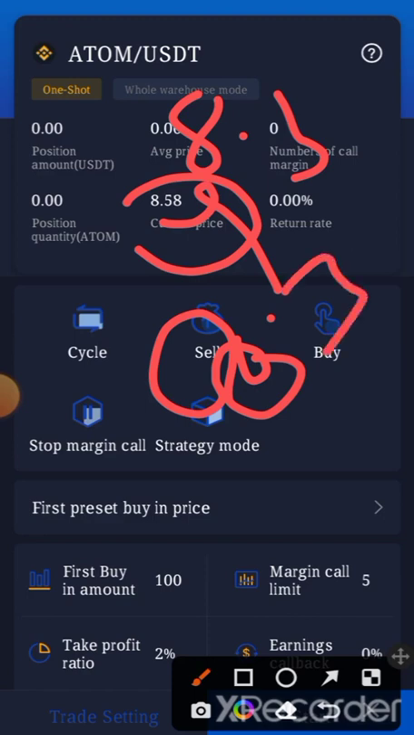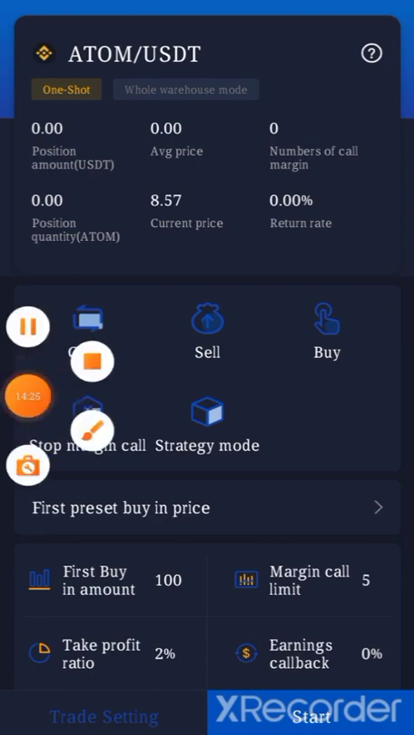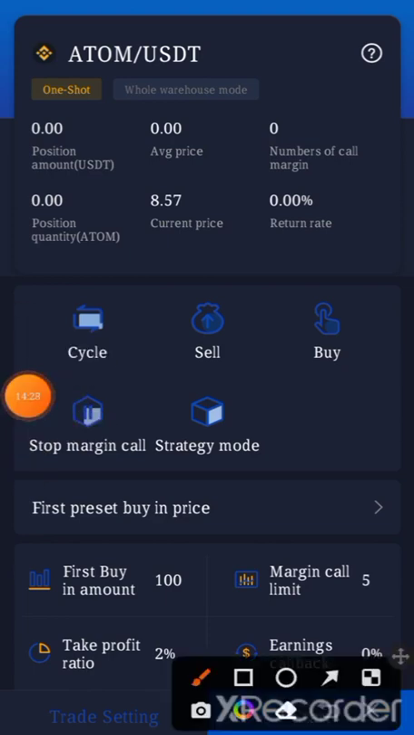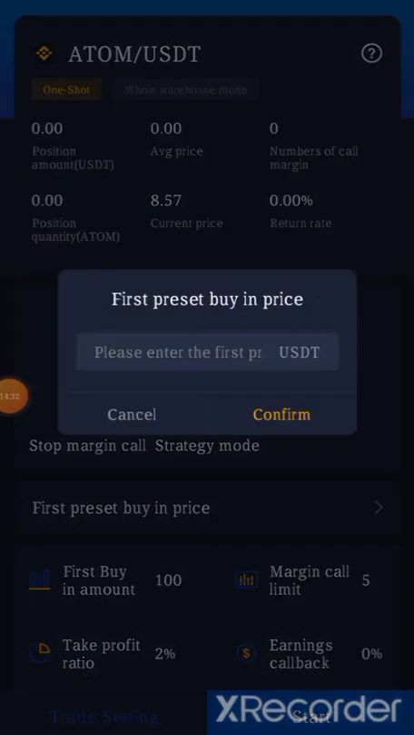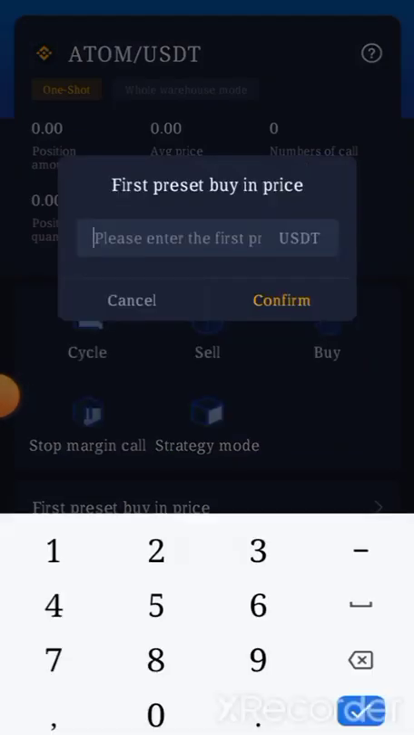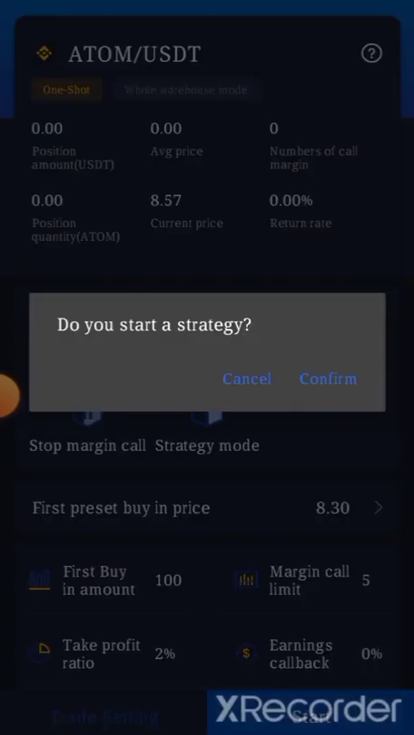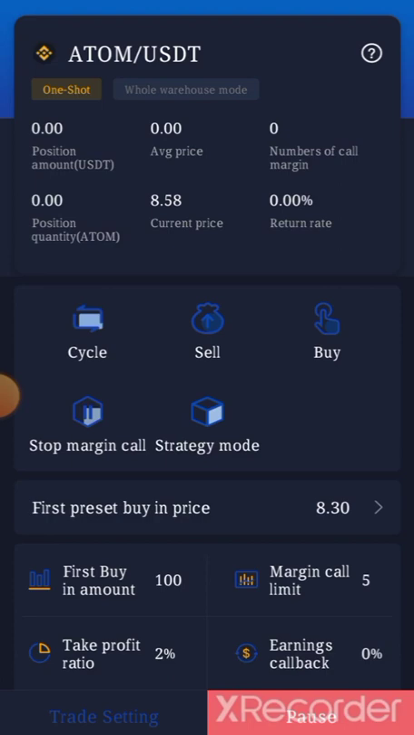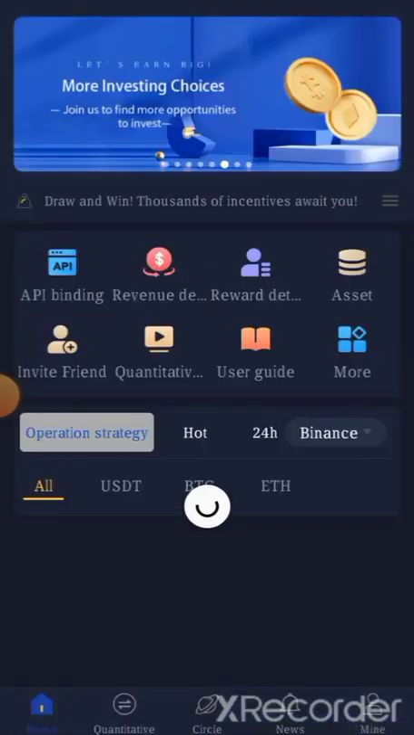If that is what you want, you just come here on this part written preset price. You tap on that, then you enter your 8.3. That is the price you want the robot to enter the market, not the current price. Then after doing that, you tap on start, and then you confirm. If that is it, you go back to home and refresh, and you'll see it will turn green.